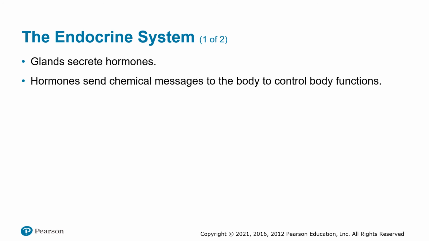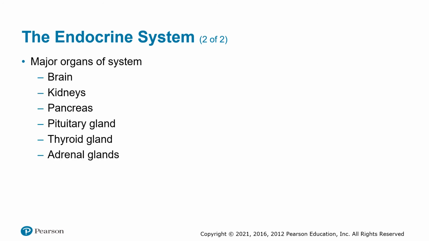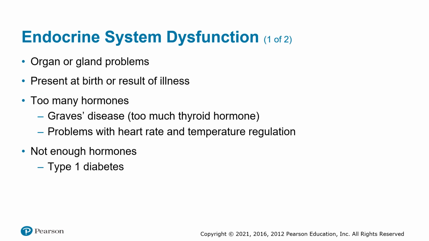The endocrine system. So in the endocrine system, glands secrete hormones, and these hormones send chemical messages to the body to control body functions. If the hormones are not getting to where they need to go, then they're not going to function. Major organs of the system include the brain, the kidneys, the pancreas, the pituitary gland, the thyroid gland, and the adrenal glands. When we have dysfunction in this system, it is either an organ or gland problem. It is typically present at birth, or it can be the result of illness.